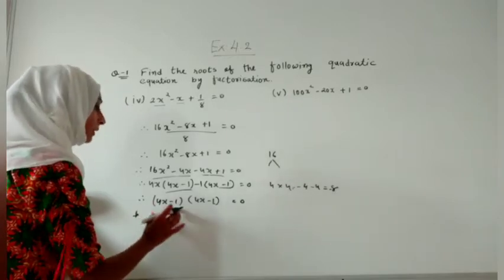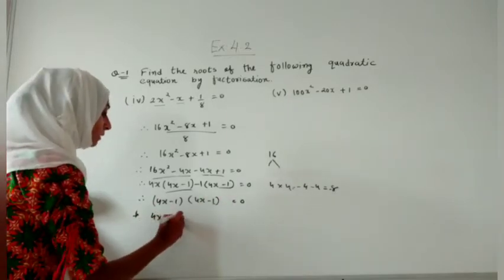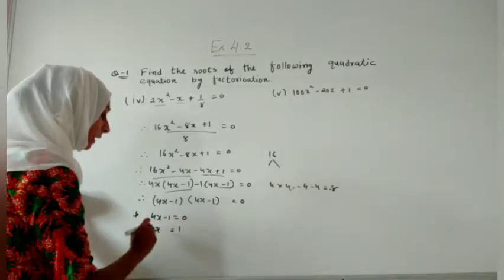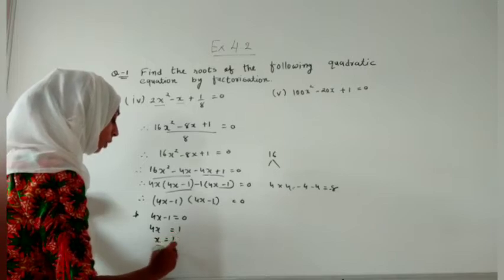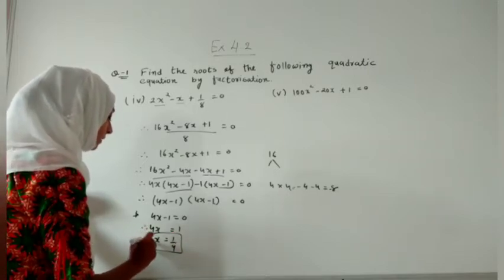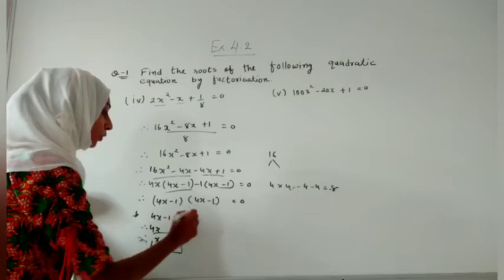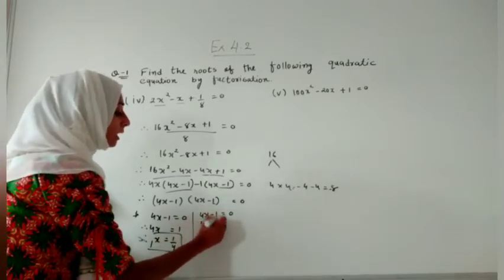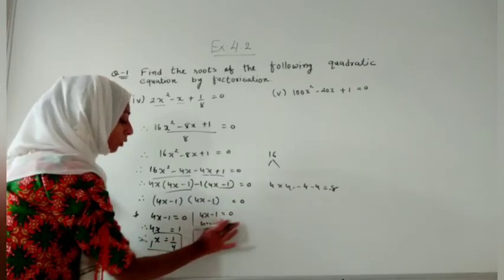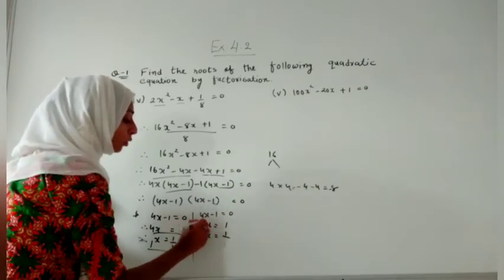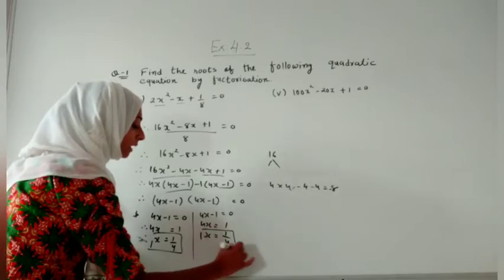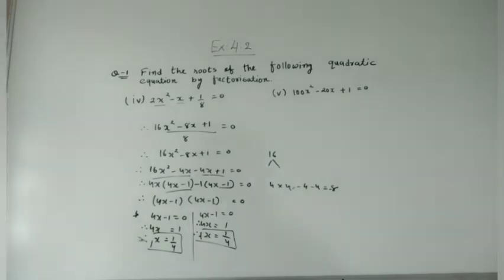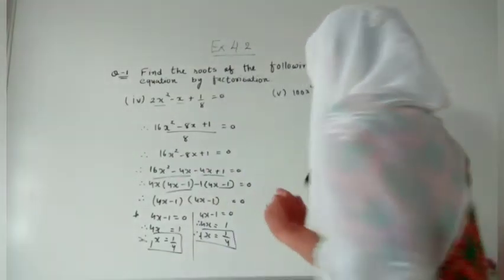Now we have to compare this with 0, so it will become 4x minus 1 is equal to 0. If 1 is going there, it will become plus 1, and if 4 is going down, it will become 1 upon 4. So the first value of x we got is 1 upon 4. Now we will compare the second bracket with 0. So this will become plus 1. We have to make x alone, so 4 multiplied will go down in the form of divide. So this is how we have found two values of x, that is 1 upon 4 and 1 upon 4.